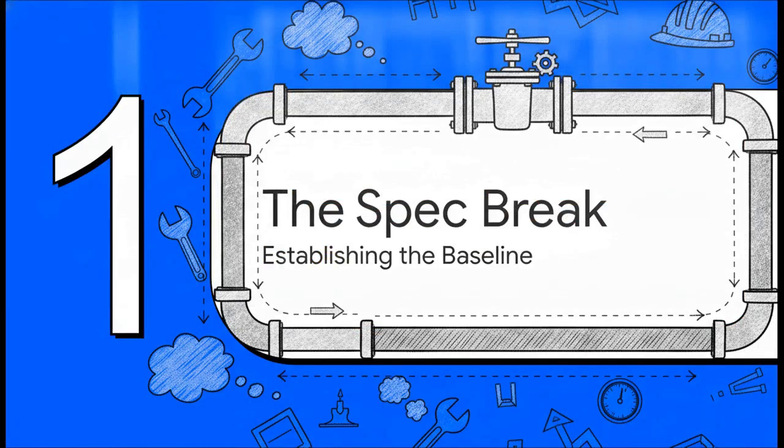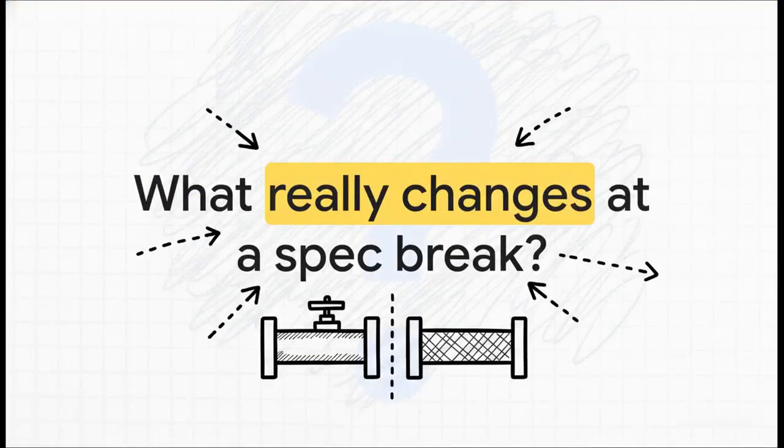Section 1. Understanding the spec break. We are establishing the baseline of what actually occurs on the pipeline. Before we jump into a real-world sizing scenario or a relief calculation, I want to pose a really fundamental question to challenge your baseline understanding of those little lines on your drawings. What really changes when we cross a spec break line on a P&ID?